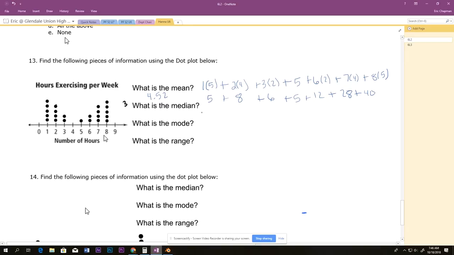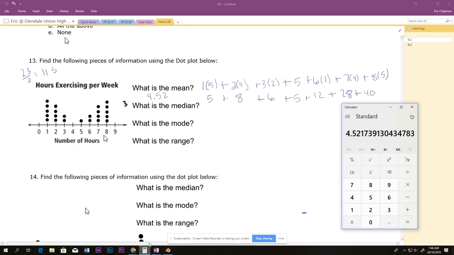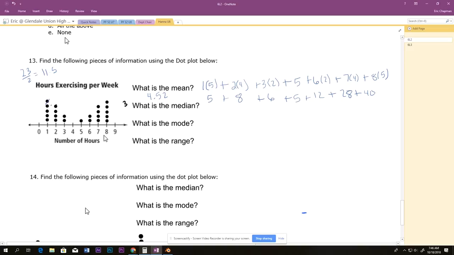The median is the number in the middle, so that means we just have to count. So again, there's 23. If I take 23 divided by 2, that's 11.5. Don't believe me? Let's put it into the calculator. 11.5. So I'm going to count 11 numbers from either end. 1, 2, 3, 4, 5, 6, 7, 8, 9, 10, and 11. So that means 5 is in the middle.